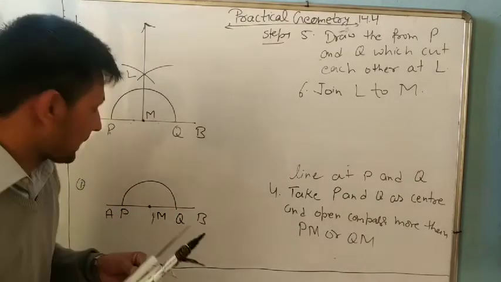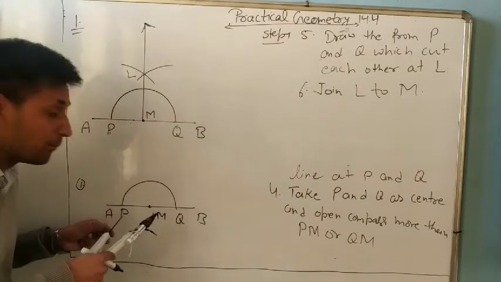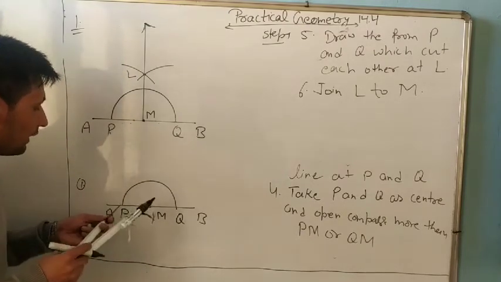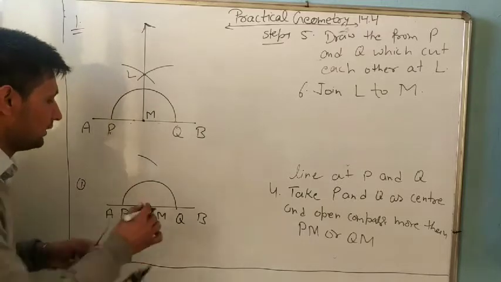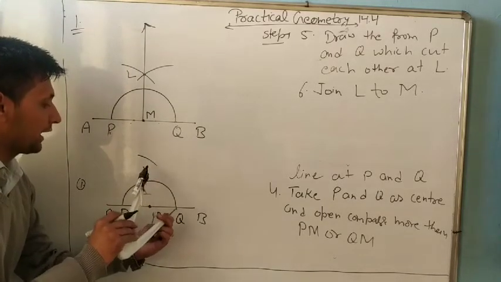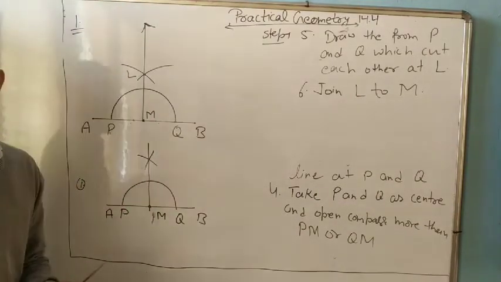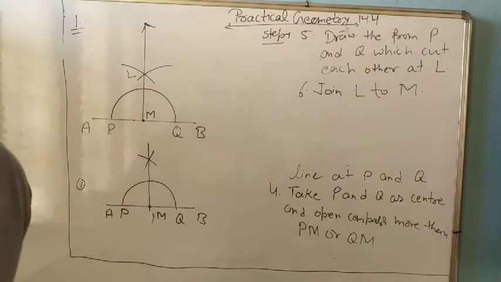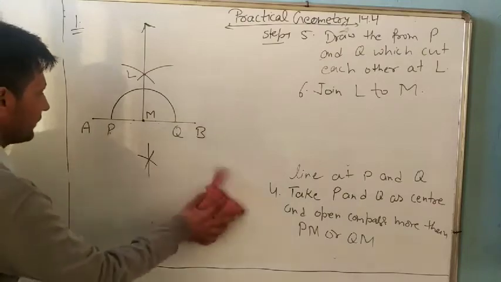Now we will open the compass more than PM, not AM, more than PM or more than QM. We will draw 2 arcs like this one, one time putting the pointer at P and one time at Q, and where they cut, we will join. So it is the perpendicular. Do you understand it? So it is your question number 1.